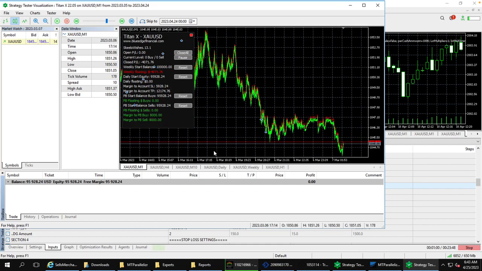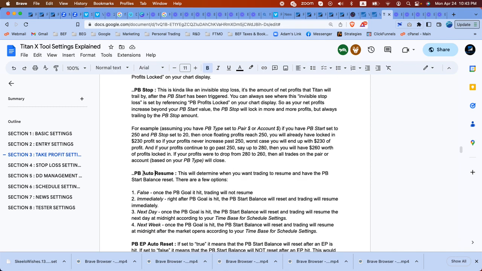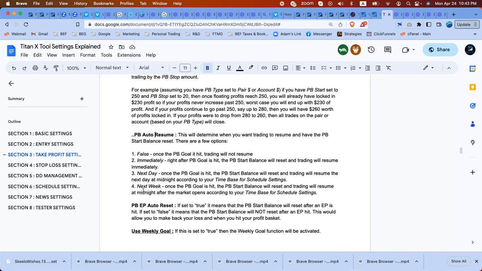Boom. Okay, it reset to $95,000. Now, let's see here. EP auto resume. Okay, if this is set to true like it is now, it means that the profit basket start balance will reset after an EP is hit, just like it did. If set to false, though, it means that the profit basket start balance will not reset after an EP is hit. This would allow you to make back your loss when you hit your profit basket goal.